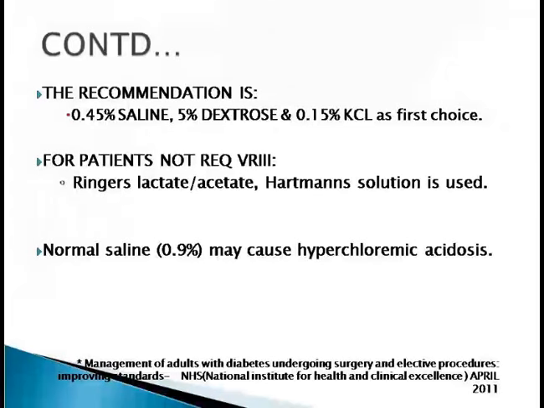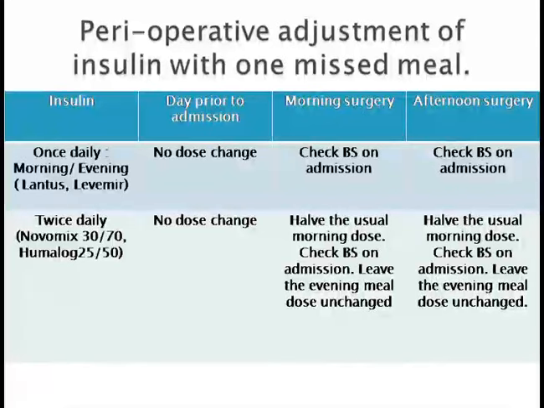And for patients not requiring variable rate intravenous insulin infusion, Ringer lactate or Hartmann solution can be used. Normal saline in excess will cause hyperchloremic acidosis. The perioperative adjustments of the insulin dose need to be done. If the patient is going to miss one meal and is on Lantus, there is no need to change the dosage one day prior, but on the day of the surgery, check the blood sugar.